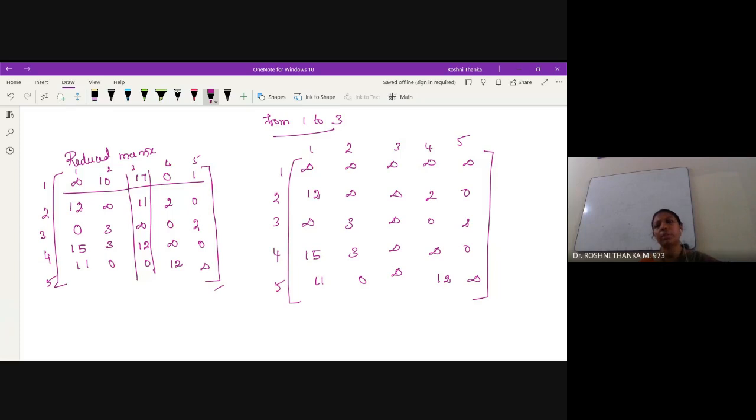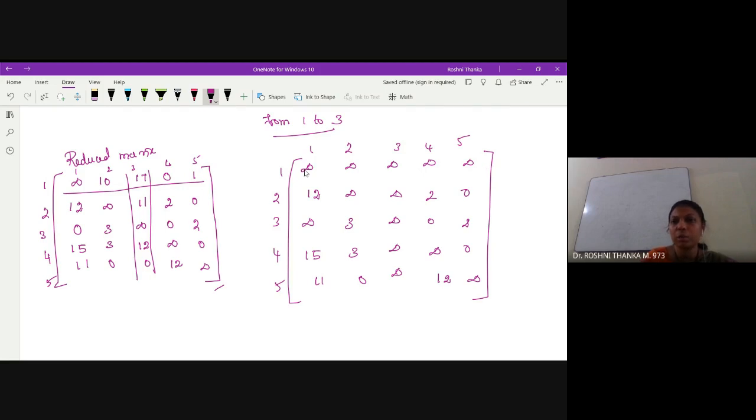So we found this matrix. Now again, what is the objective actually? We want to find the cost, right? If you want to find the cost of moving from 1 to 3, we will be reducing the matrix. We know how to reduce it. First we will be reducing row wise.